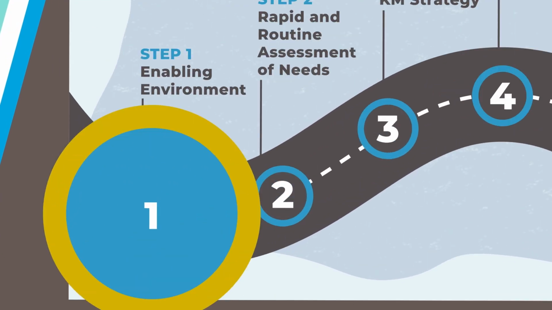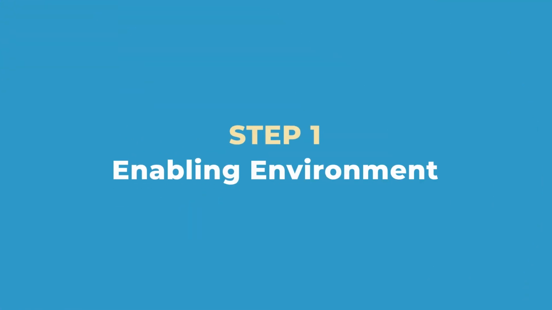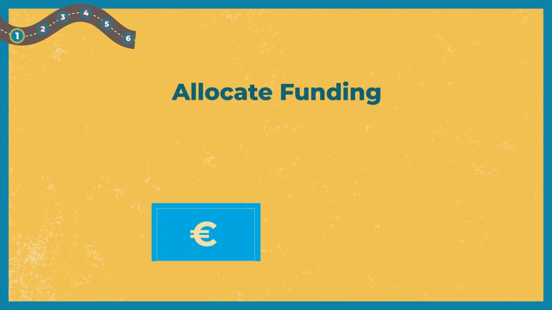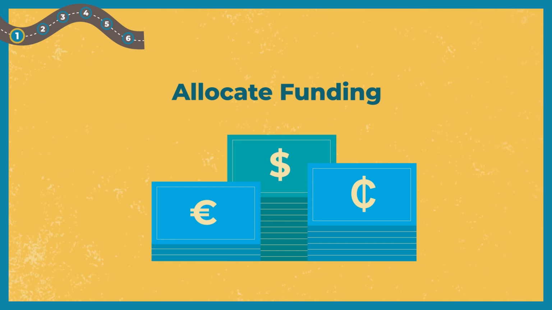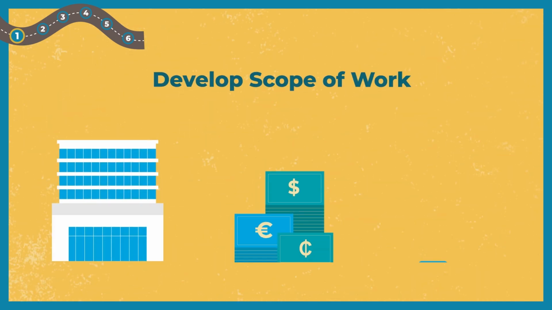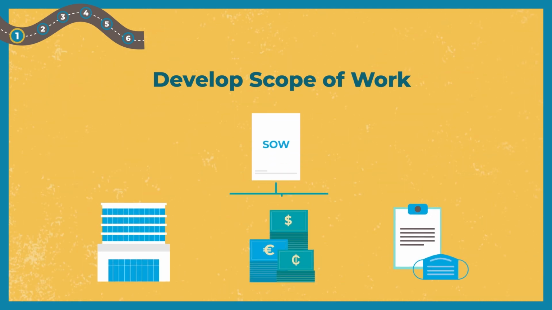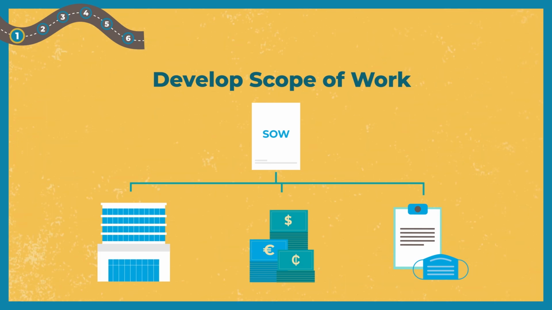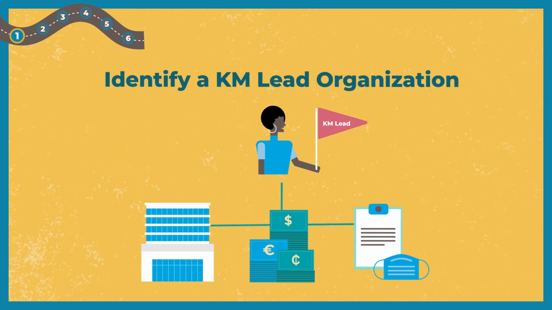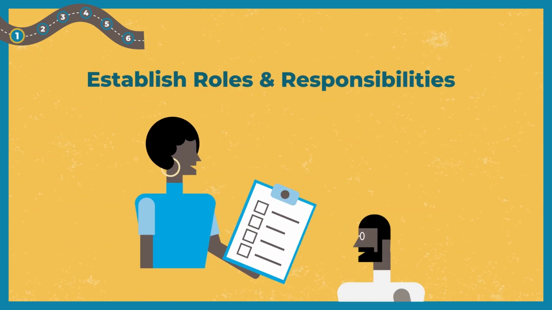Let's overview the steps. Step 1. Create an environment that can support the KM activities. To create this enabling environment, first, ensure that the KM activities have funding and are prioritized at the beginning of the response. Next, the stakeholders develop a scope of work for the KM interventions, and the donor identifies an organization that can lead them. The KM lead should understand and be connected to the relevant public health professionals and will ensure that KM is strategic and systematic throughout the emergency.